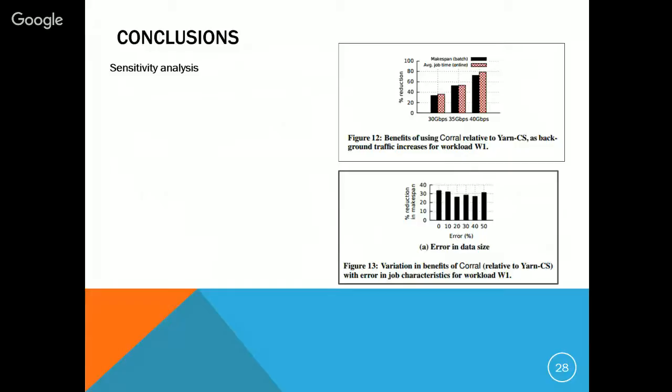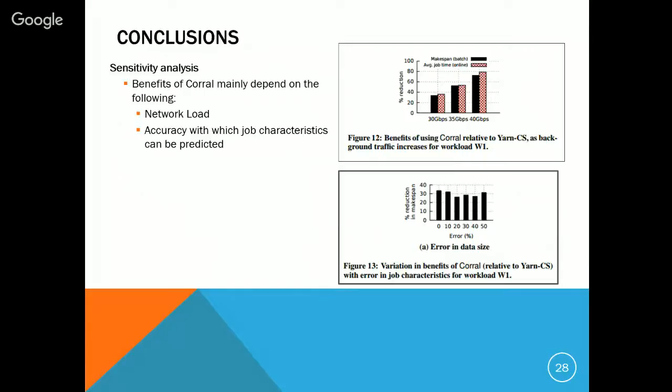We made a sensitivity analysis as part of the conclusions that we made. So what are the benefits of Coral? They really depend on the following. We have the network load. Coral gains increase significantly as network usage increases, as shown on top of figure 12 on the right. Then there is the accuracy with which job characteristics can be predicted. The benefits of Coral in makespan reduction are between 25 to 35% lower compared to Yarn CS.